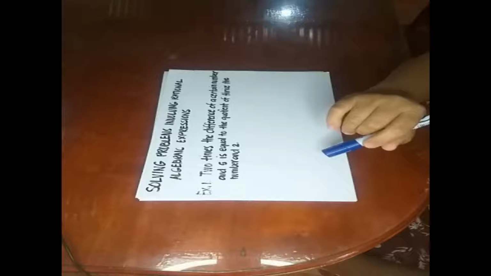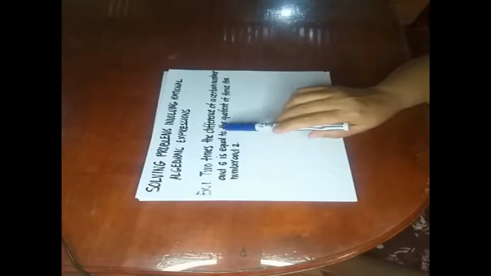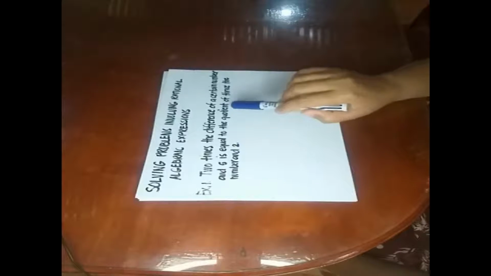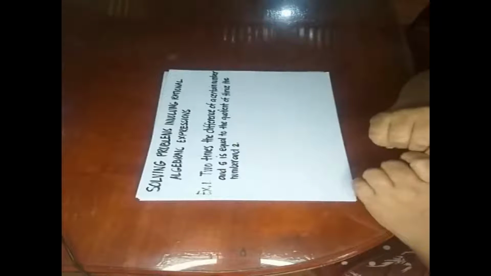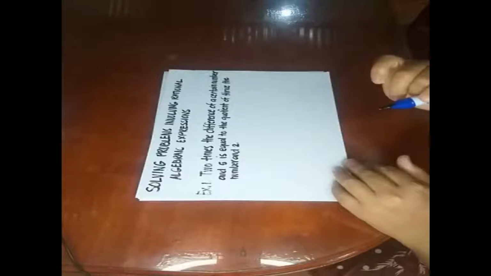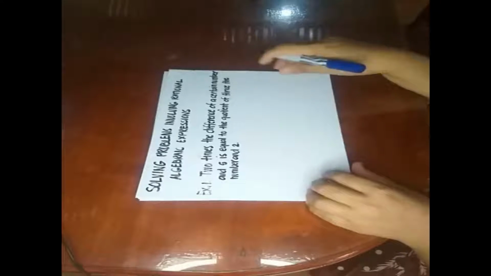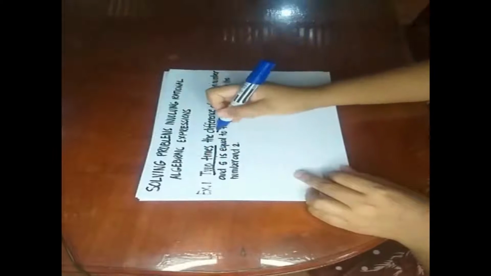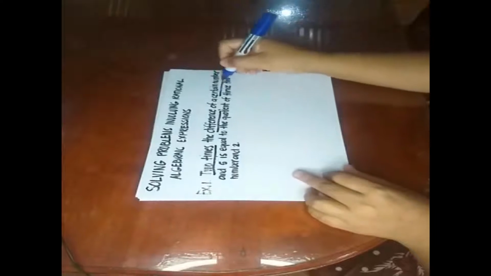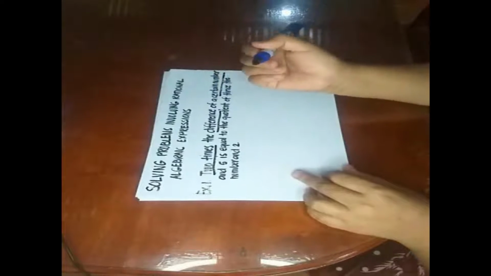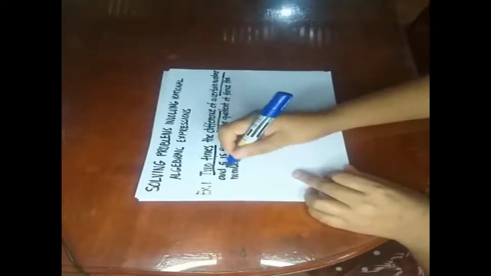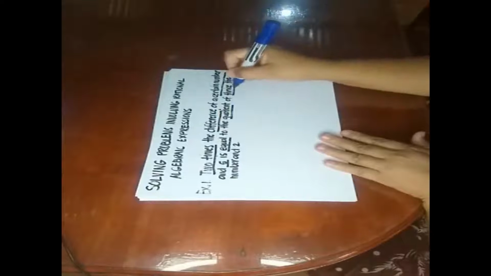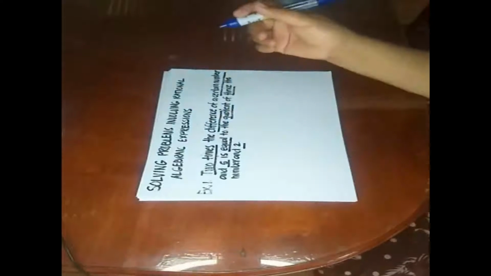For number 1, for example: 2 times the difference of a certain number and 5 is equal to the quotient of thrice the number and 2. So, in reading the problem, look for clues. 2 times the difference, subtract a certain number, 5, equal, quotient, thrice the number and 2.